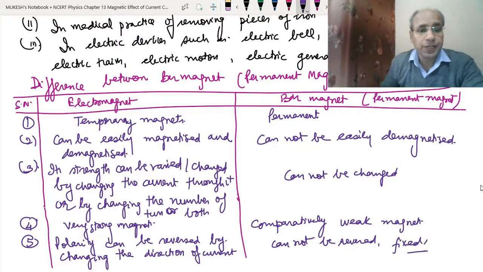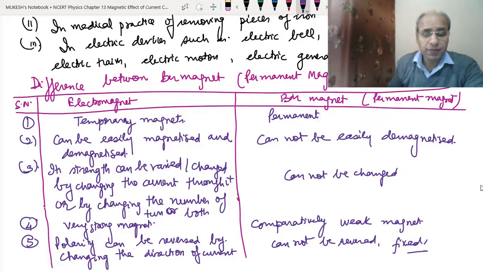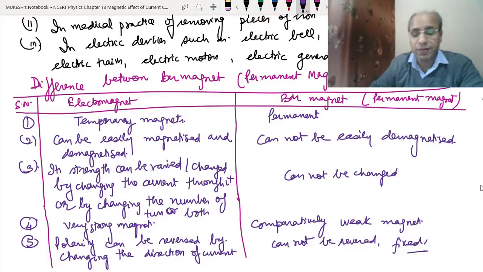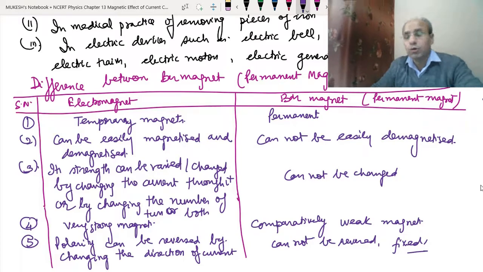So now let's repeat them. Electromagnets are temporary magnets. They are the permanent magnets. We can magnetize and demagnetize them very easily, but it cannot be easily demagnetized. We can change its strength either by changing the current or by changing the number of turns, but we cannot change it. Once the magnetism is given, it will remain at that value. So they are very strong magnets. They are comparatively weaker magnets. We can reverse their polarity, meaning north and south pole can be reversed by just changing the direction of current. Here we have to change the entire magnet to reverse the polarity. So that means here polarity cannot be reversed. I hope this is clear to you.